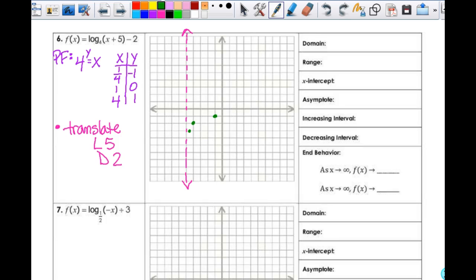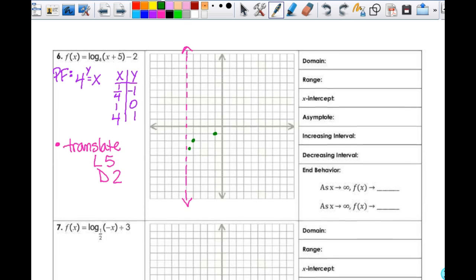My x-intercept. So I find my x-intercept when what? When y equals 0. Okay, so I'm going to substitute 0 in for y. That's equal to log base 4 of x plus 5 minus 2. So I got to solve for x. So I'm going to add 2 to both sides. So we get 2 equals log base 4 of x plus 5.